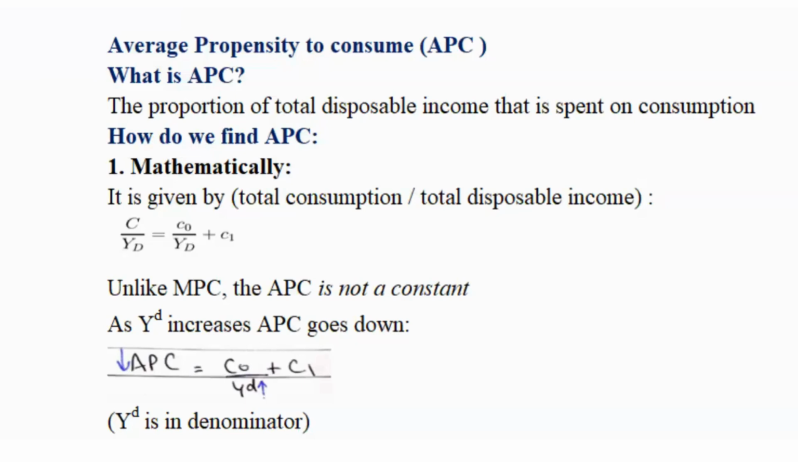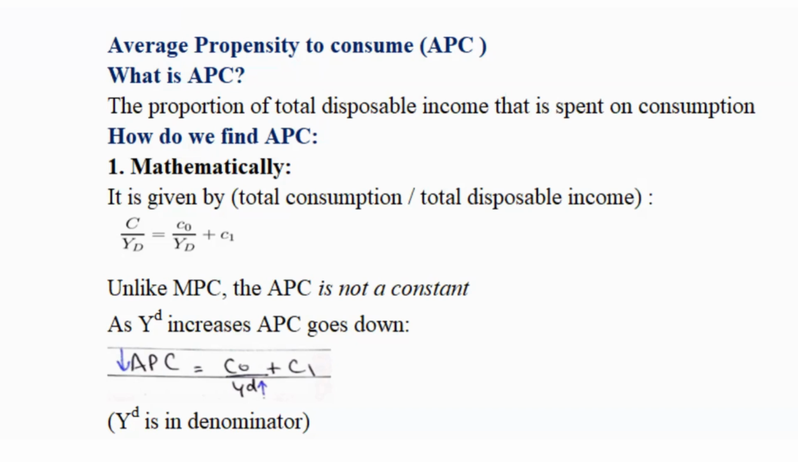We want to look at what we mean by average propensity to consume and how we find it, first mathematically and then graphically. Now, average propensity to consume is the proportion of total disposable income that is spent on consumption. So when you want to find it mathematically, we just take the ratio of total consumption to total disposable income.